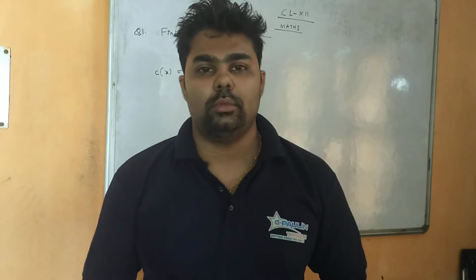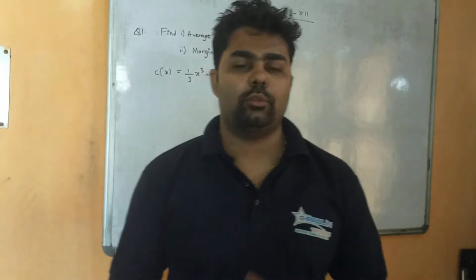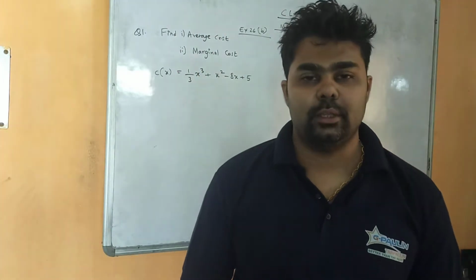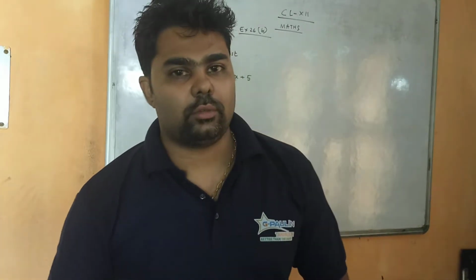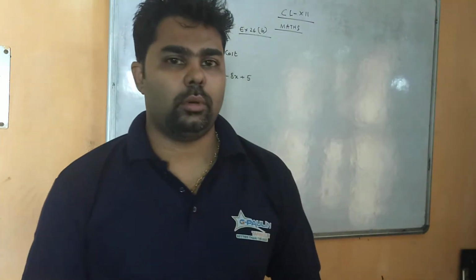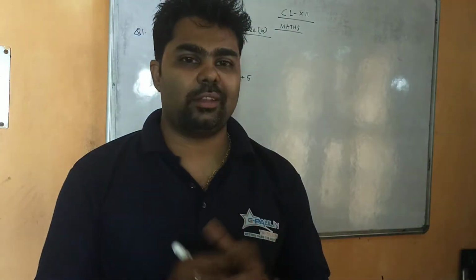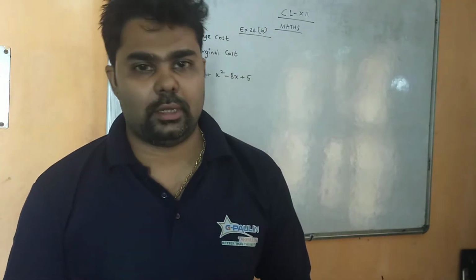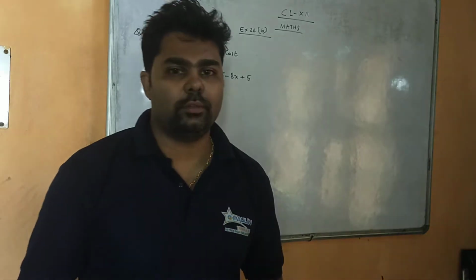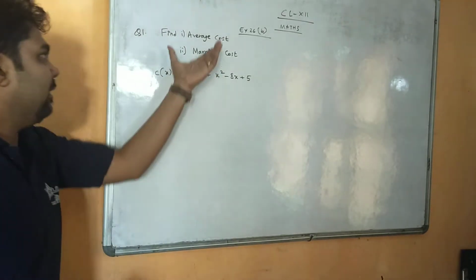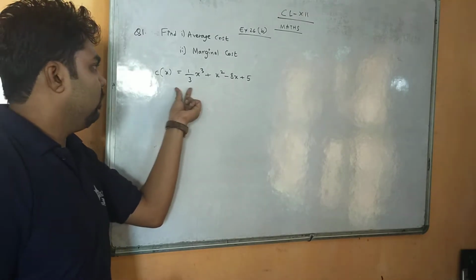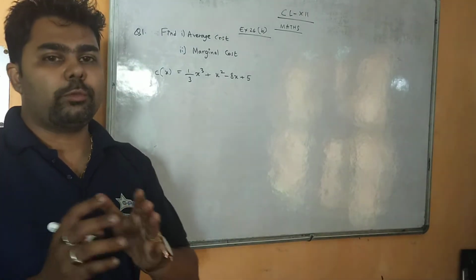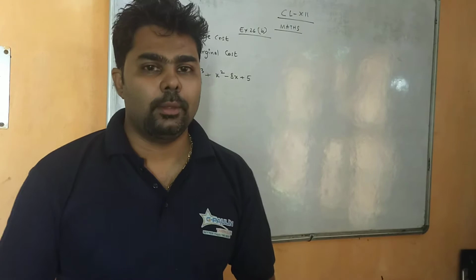So here in this video we will be solving a few questions from exercise B, that is 26B, right? In my previous interactive class we have solved just one question based on marginal cost. So in this exercise we will be solving a few more questions, based on average cost and marginal cost. One cost function is given here, a polynomial, and we need to find the average cost as well as the marginal cost.